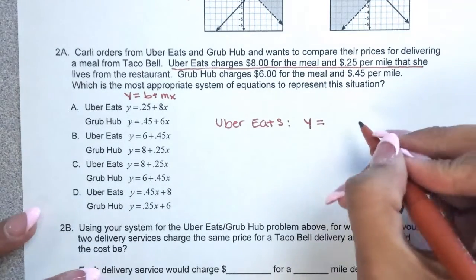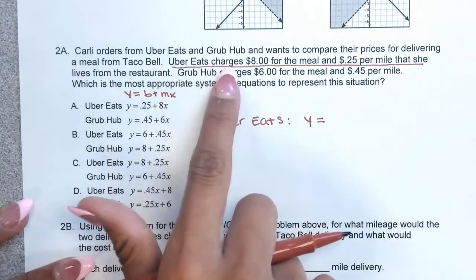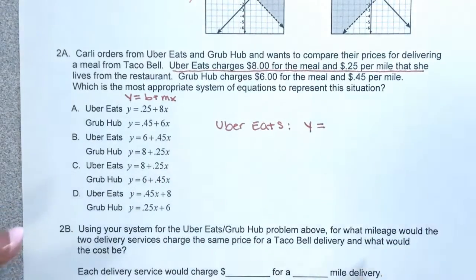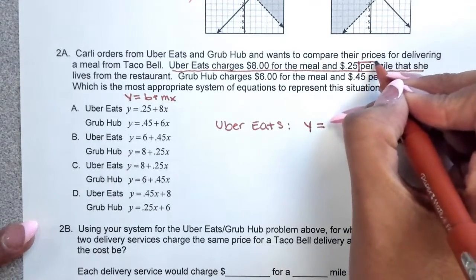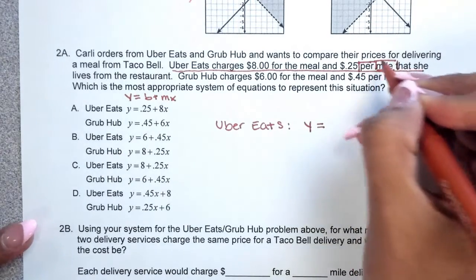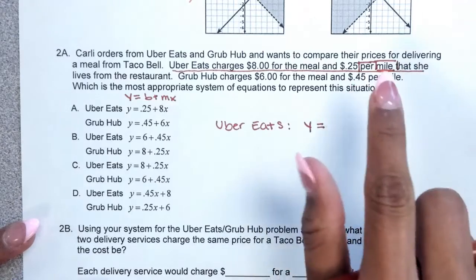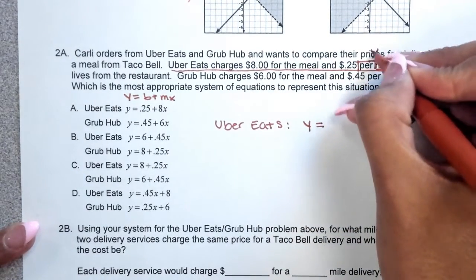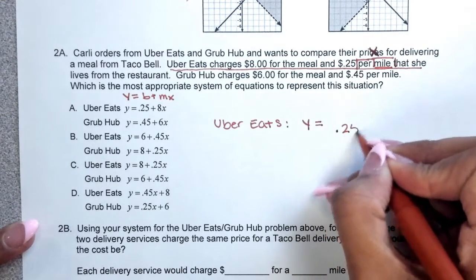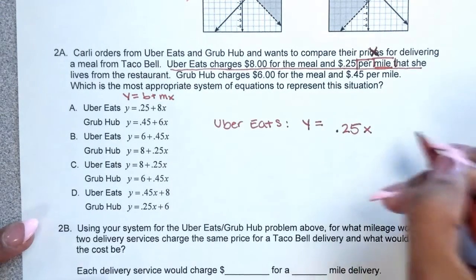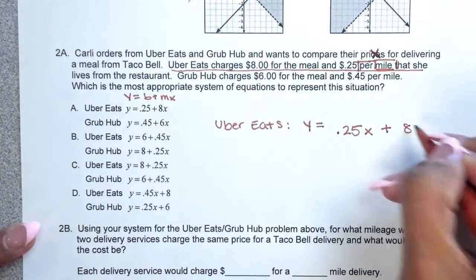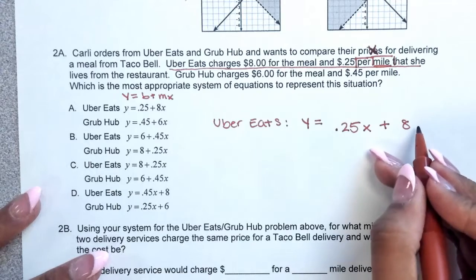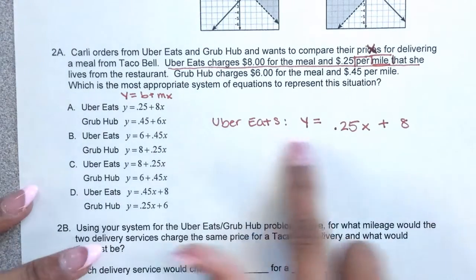So let's see, what do we have here? It says Uber Eats charges $8 for the meal and 25 cents per mile. So my key words here is per mile. Per mile means every mile, 25 cents, 25 cents, 25 cents. So per mile, this is going to be my x. So 0.25x. Plus, they charge $8 for the meal. The $8 happens one time. So there, you do not put x next to the 8. So this is Uber Eats.